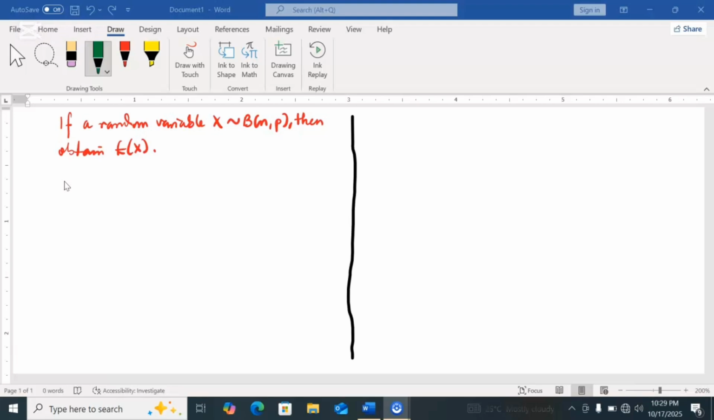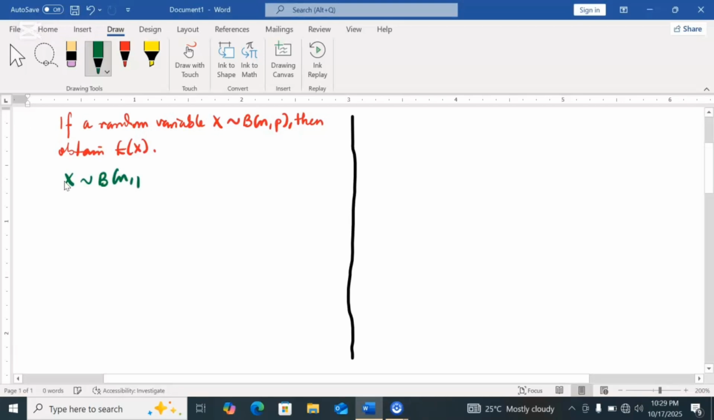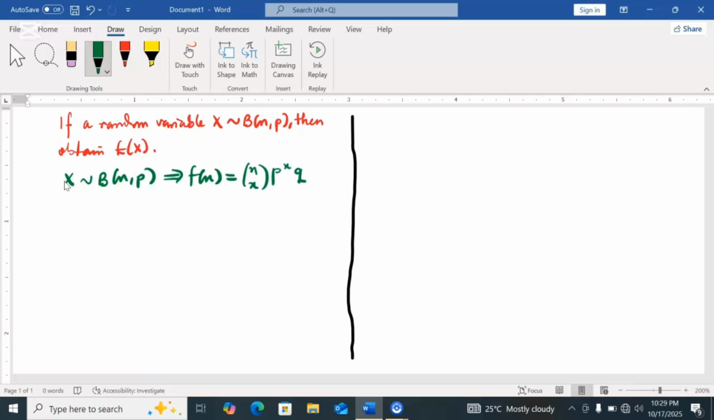So please take note that X, if it is binomially distributed, would have f of x, the distribution of the random variable, to be n combination x, p raised to power x, q raised to power n minus x, where p is the probability of success and q is the probability of failure. Now please take note again that if X is binomially distributed, it means that X is discrete. It means that X is a discrete random variable.